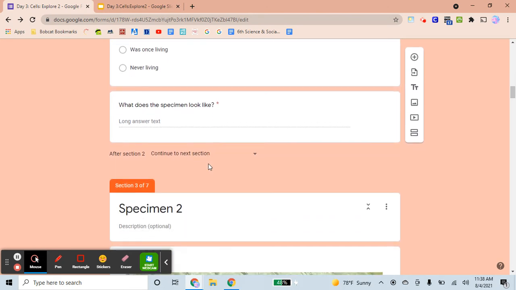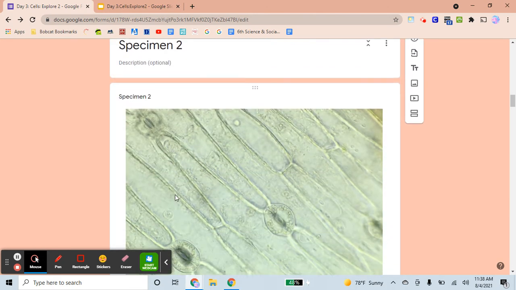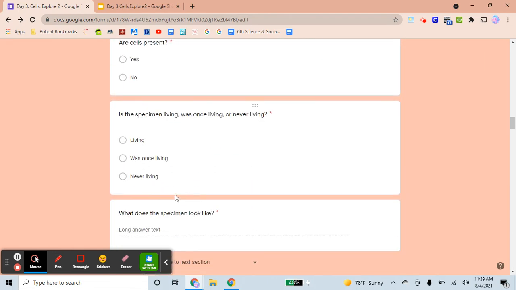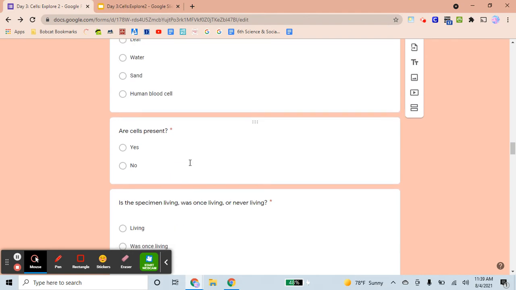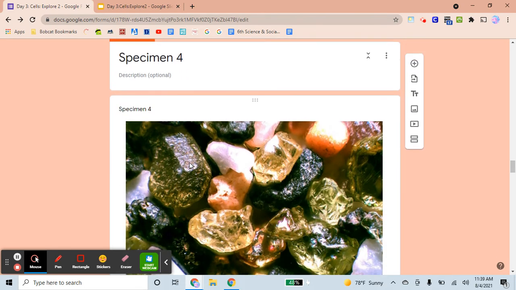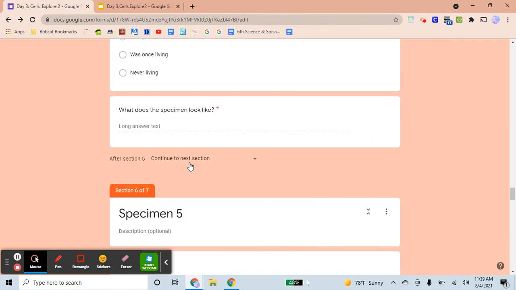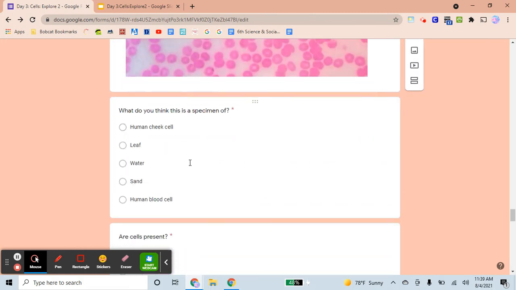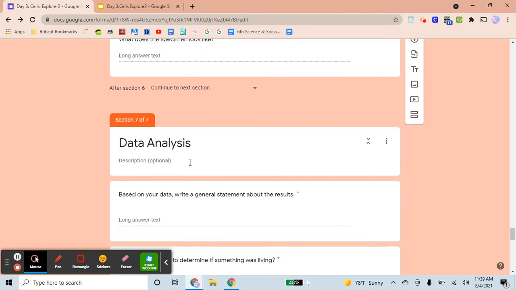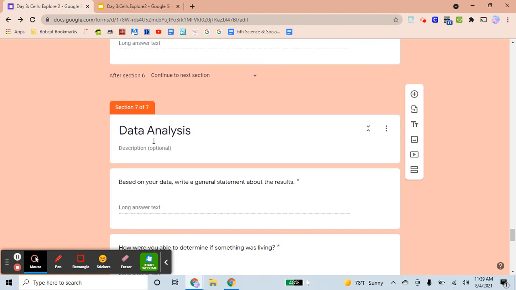You're going to repeat this for section 3. You're going to repeat this for specimen 3, specimen 4, and specimen 5. Then the last section is data analysis. This is going to ask us some questions based on what the experiment was about.